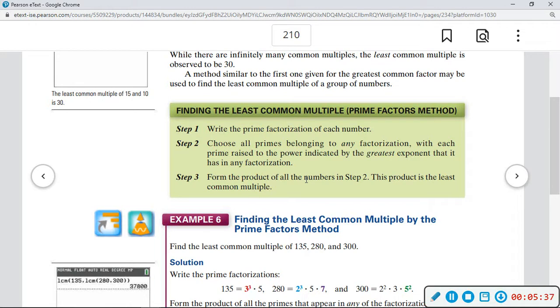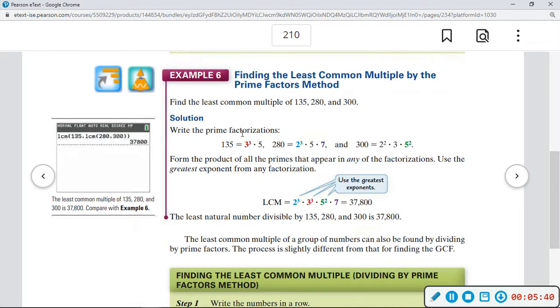So I will model this for you. Here's an example. They do 135, break it down into primes, 280 and 300. So they will take 3, 5 will be a part of there, 2, 7. All of those numbers, 2, 3, 5, 7, they have them listed. They take the biggest exponent. So out of the 3s, they have this 3 and this 3. So you have 3 of them here, so you're going to choose that one.